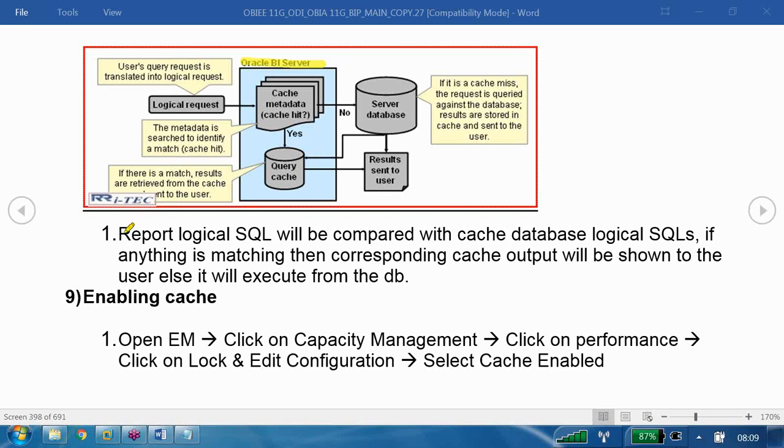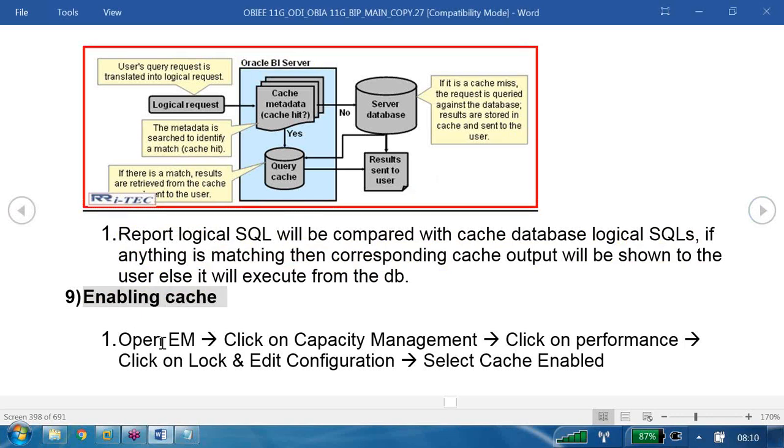Now, the summary I gave here: the report logical SQL will be compared with the cache database logical SQL. If anything matches, then the corresponding cache output will be shown to the user. Else it will execute from the database. Now, enabling the cache: how to enable it or how to disable it?